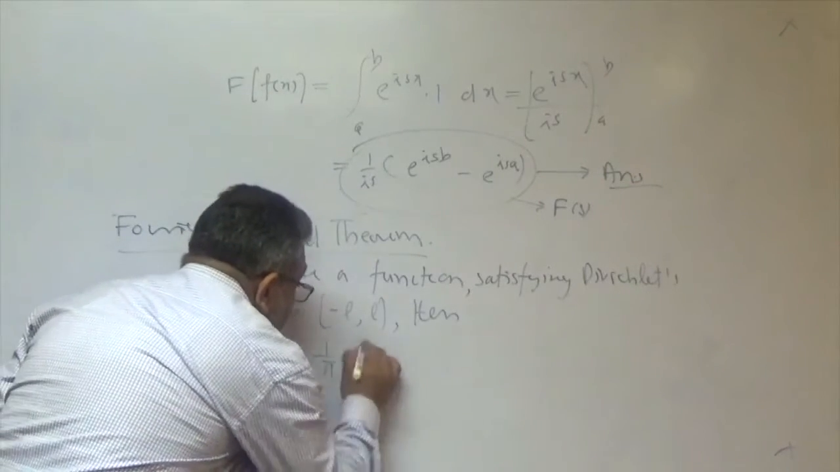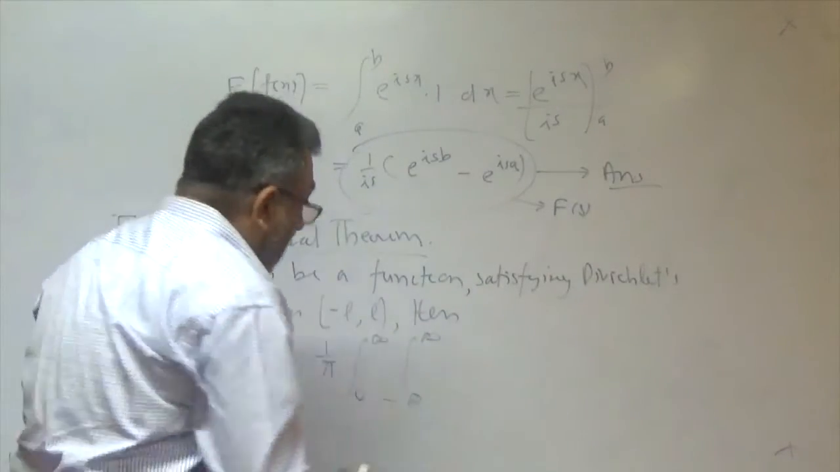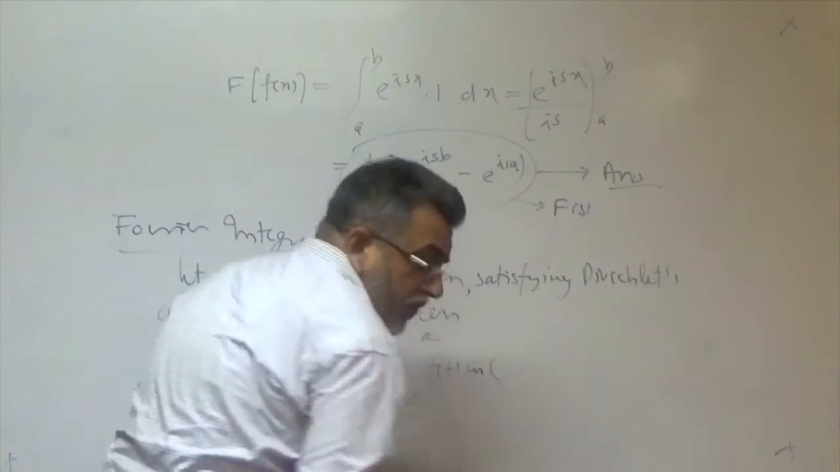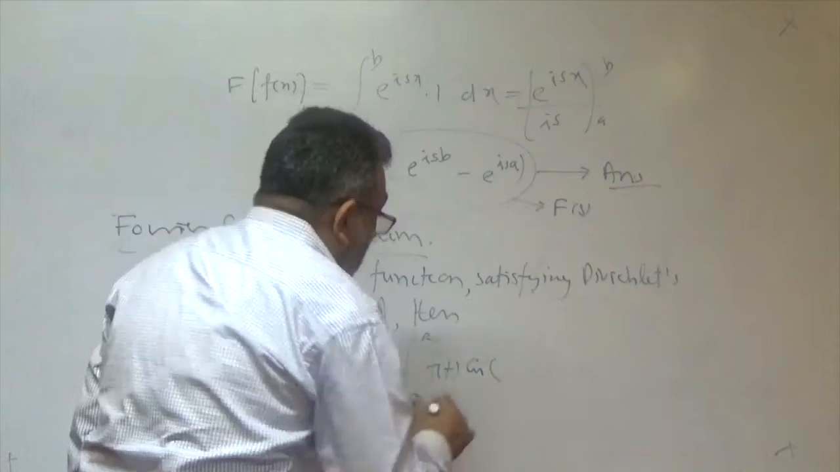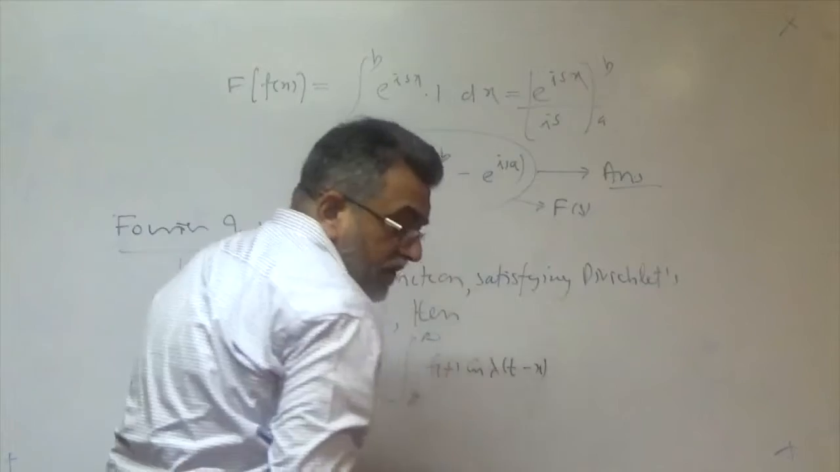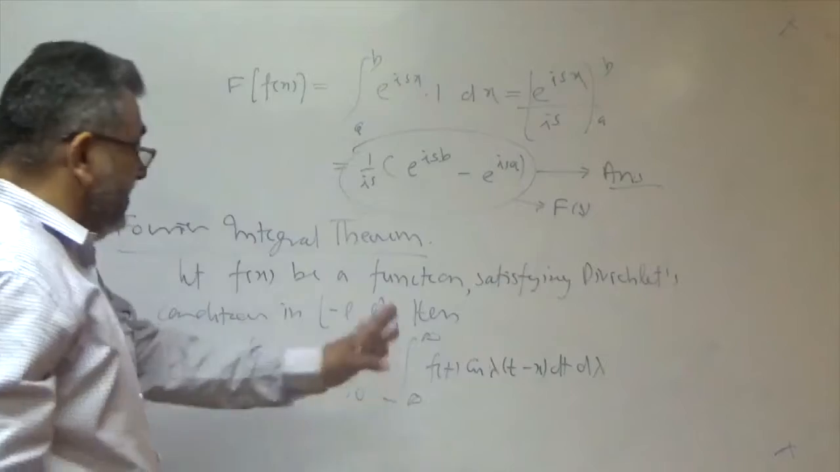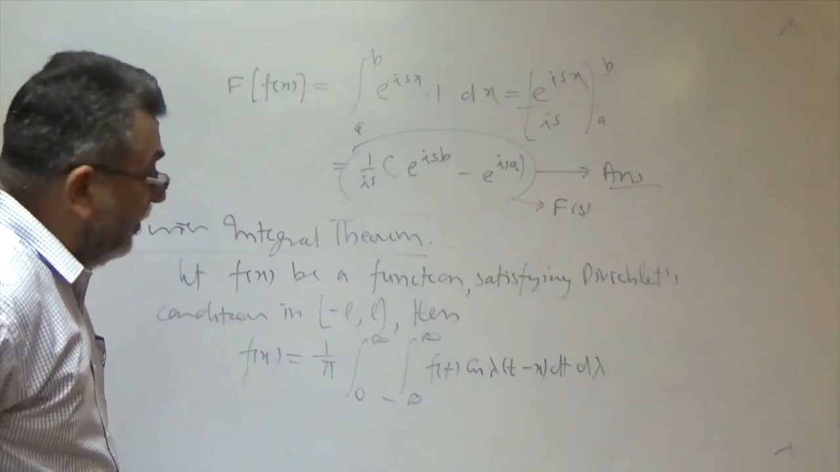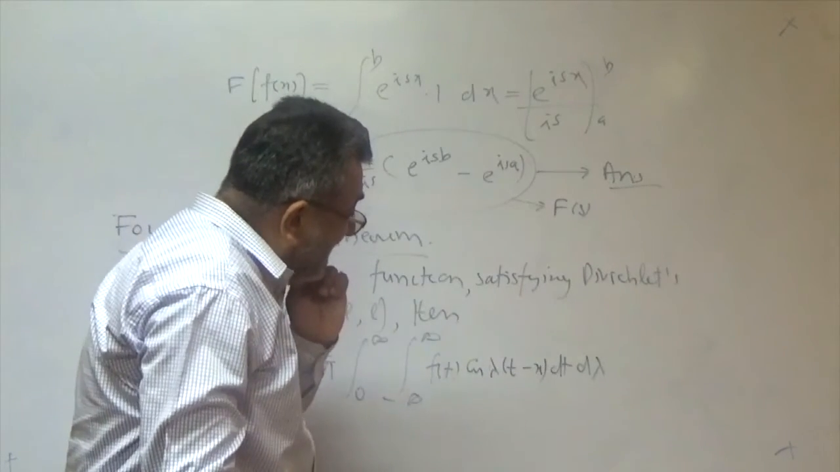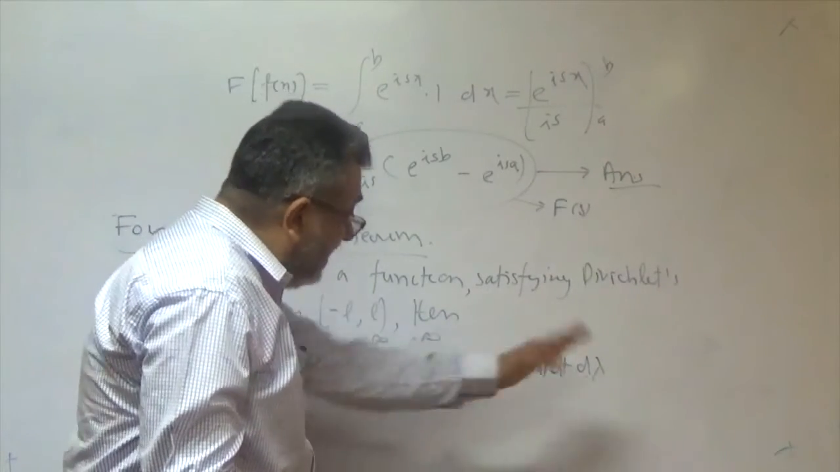1 upon pi, integral 0 to infinity, integral minus infinity to infinity, f of t into cos of lambda times (t minus x) dt d lambda. Yeah, this is actually the complex integral. Here x is the original parameter, t is just a parameter, and lambda is another parameter.